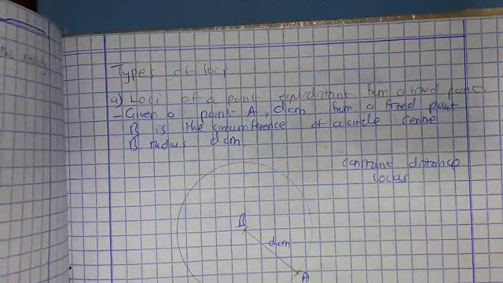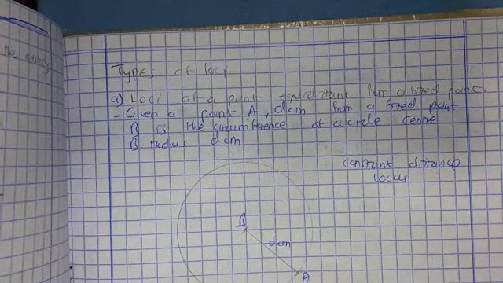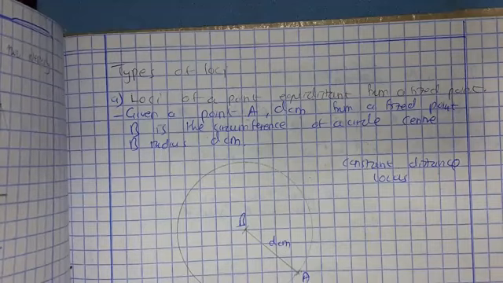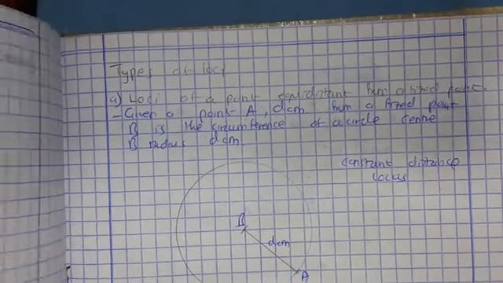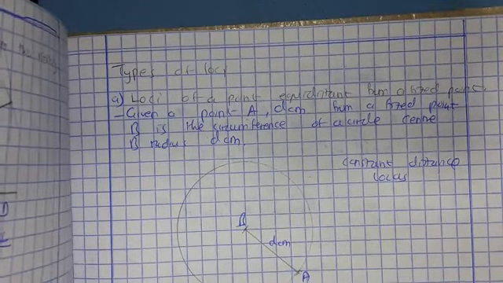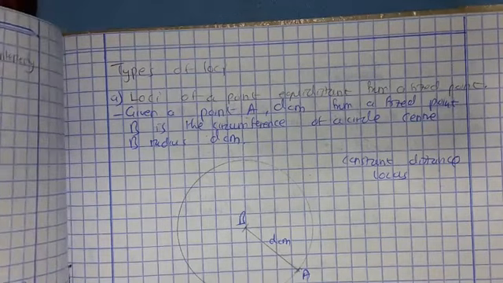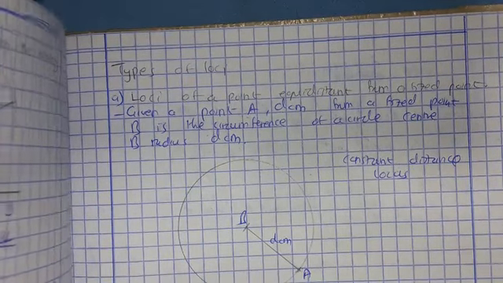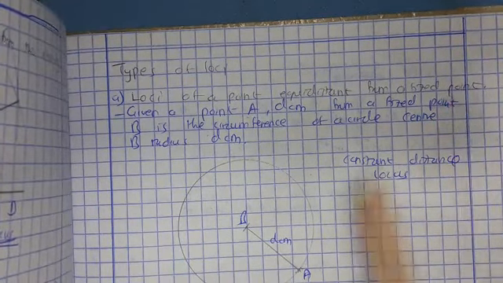Now let us get to types of loci. We have several types of loci. Last time we looked at 4, but now we are going to try to expand more with various examples. Now the first one is loci of a point equidistant from a fixed point.